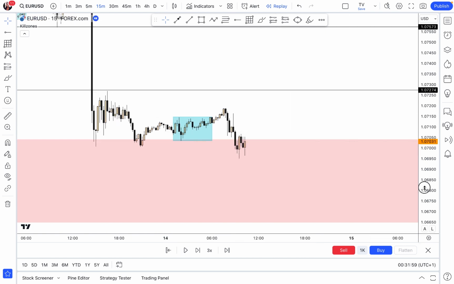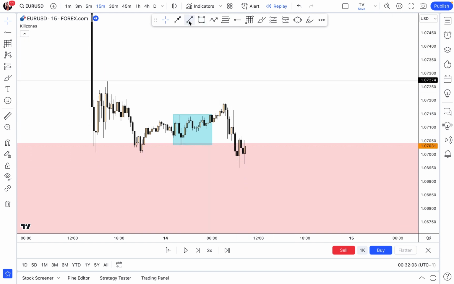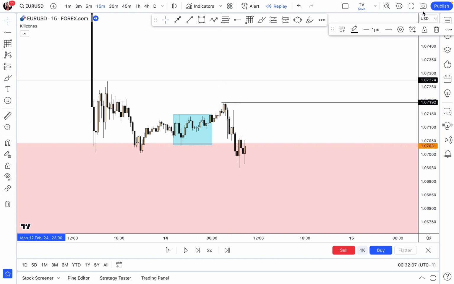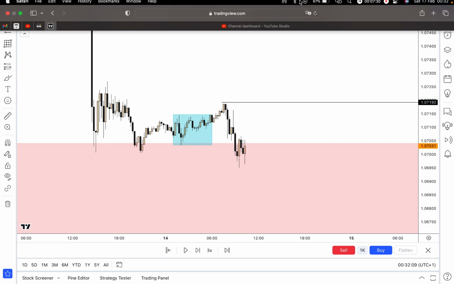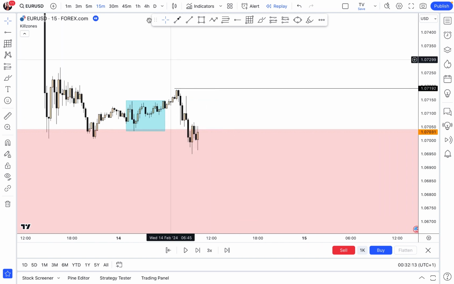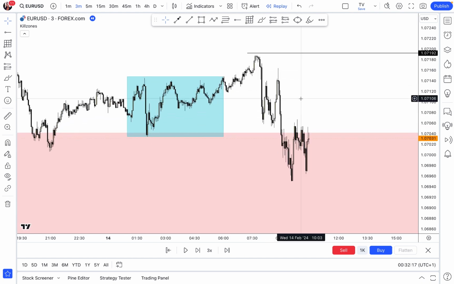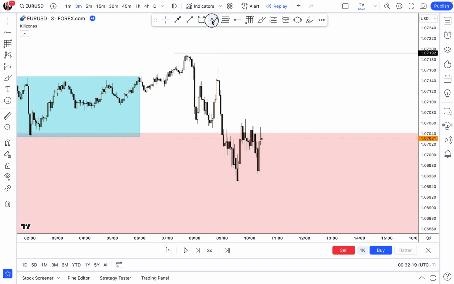So now from here, you start marking out your structure because we want to buy. Okay, we can see that market created this high. Let me remove this, we don't need this anymore. You can see that market created this high. Let me move down to a lower time frame. You want to go down to be able to mark out your structure.